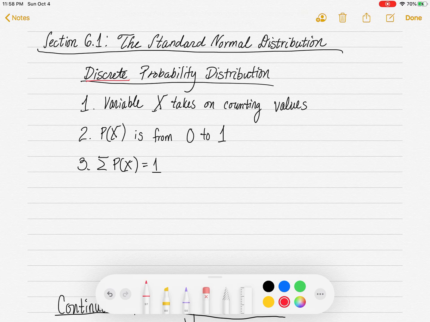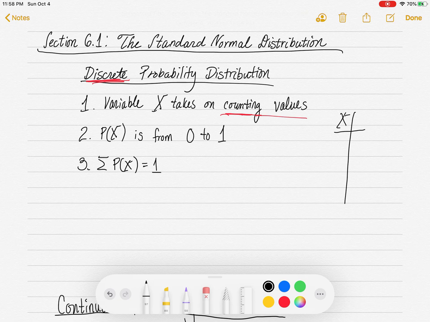So we were looking at discrete probability distributions. Remember that in chapter 5, right? Discrete. So remember what a discrete probability distribution entailed. You had a random variable that took on counting values. So discrete here refers to you're taking on counting values for your x. So your variable x is discrete.